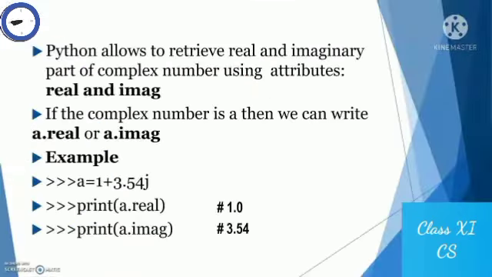Python allows us to retrieve the real and imaginary parts of a complex number using the attributes real and imag. For example, if a is a complex number, a.real will retrieve the real part and a.imag will retrieve the imaginary part. In this example, a = 1 + 3.4j, print a.real. It will return the real part, that is 1.0, and print a.imag. It will return 3.4.